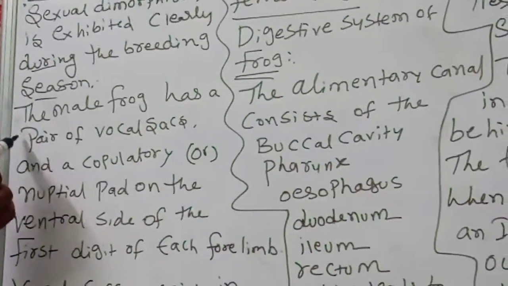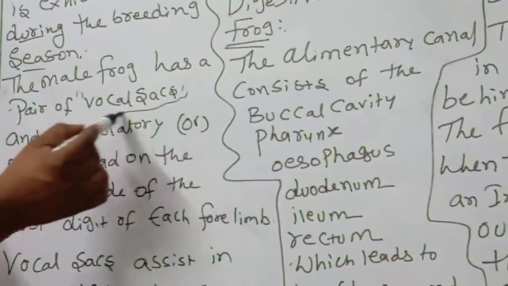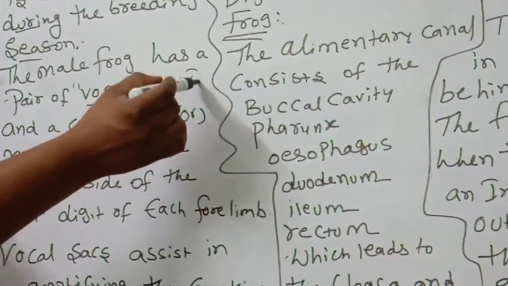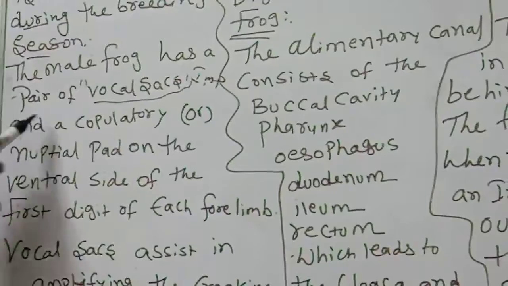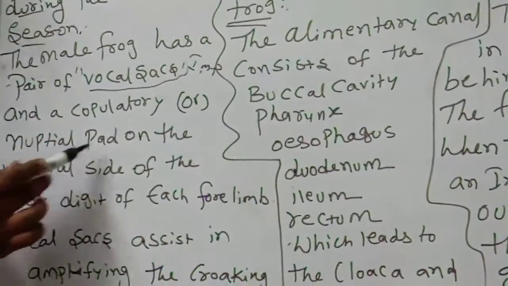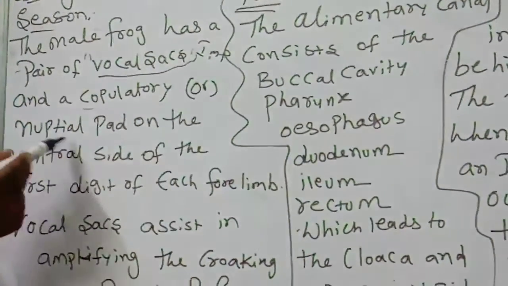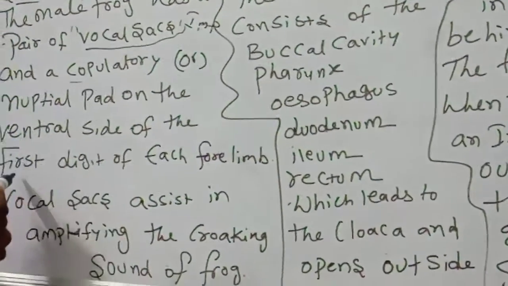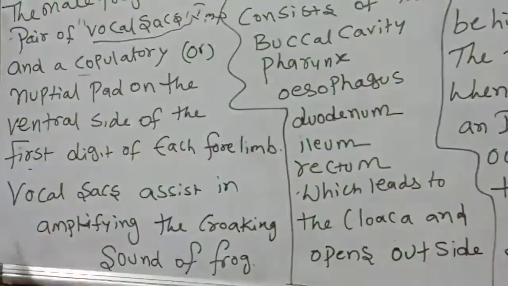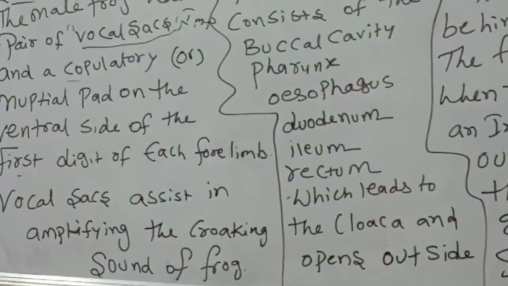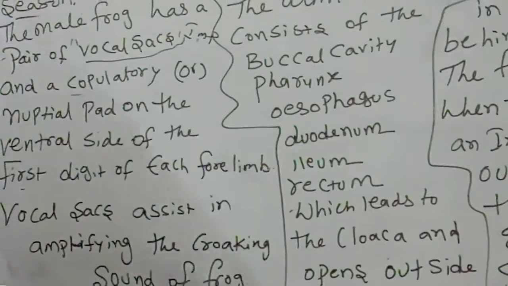The male frog has a pair of vocal sacs, making sound. Very important. This point is vocal sacs and a copulatory nuptial pad on the ventral side of the first digit of each forelimb. Ventral side, not dorsal side. Once again, the male frog characters.